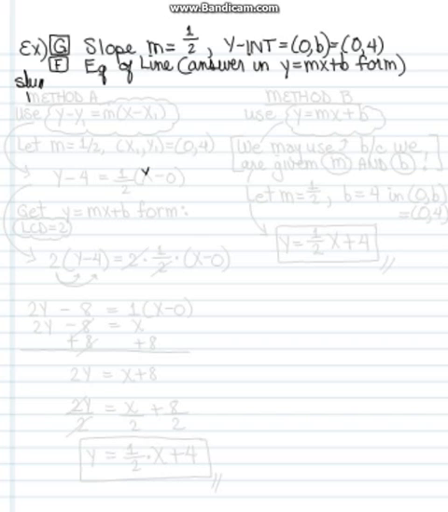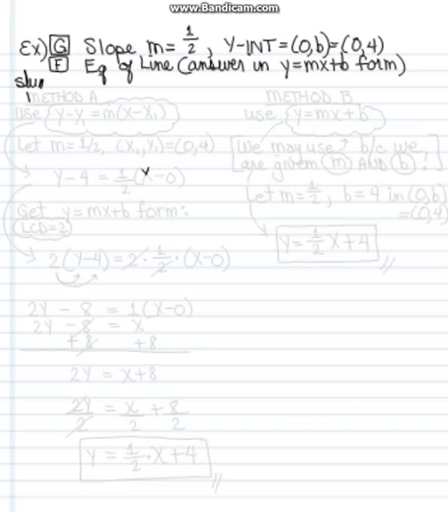Given the slope of a line is equal to 1 over 2, rise over run, and the y-intercept, the point where it crosses the y-axis, is the ordered pair (0, b), which is (0, 4) in this case. In other words, the b value is 4. Find the equation of the line and make sure your answer is written in y equals mx plus b form.